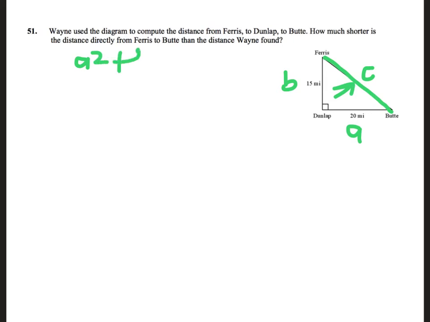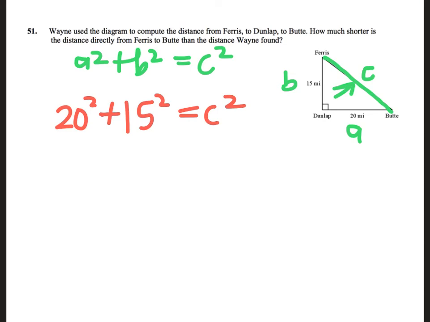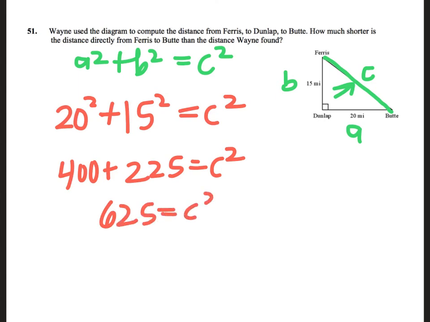Again, we're doing a squared plus b squared equals c squared. My a value is 20, so we have 20 squared plus 15 squared equals c squared. If I square 20, I get 400 plus 15 squared, which is 225, equals c squared. Now 400 plus 225 gives me 625. And if I take the square root of both sides, I get c equals 25.